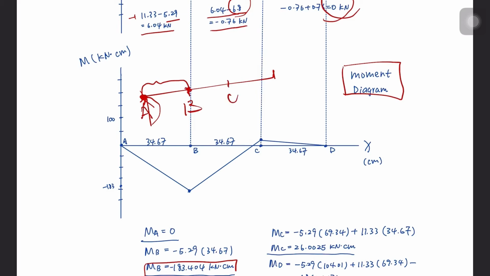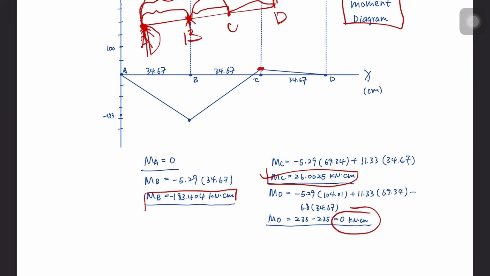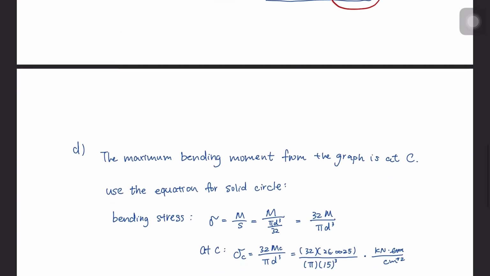And then from B to C, we need to use the force at A times the distance A to C plus the force at B times the distance from B to C, which is 26.0025 here. And then finally for D, we just need to add up everything: force at A times AD, force at B times BD, force at C times CD. And it adds up to 0, as you can see here. And that's what we want. So let's move on to part D.